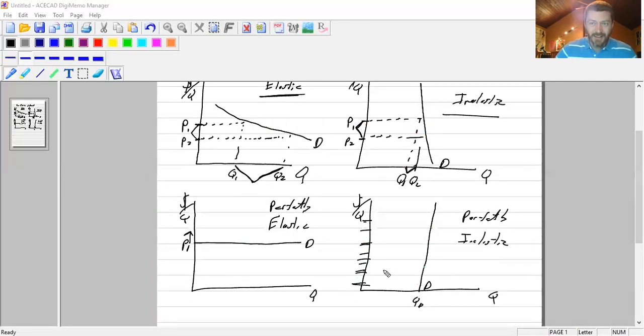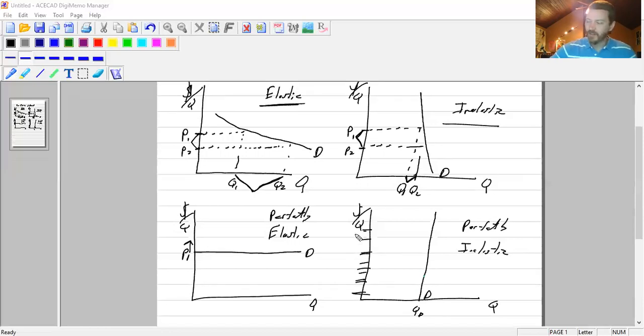I'll describe how we calculate elasticity in just a second, but for the elastic demand curve, we say the elasticity is greater than 1. For the inelastic demand curve, we say the elasticity is less than 1. These are an absolute value, by the way. Obviously, for demand, elasticity is negative because the demand curve slopes downward.